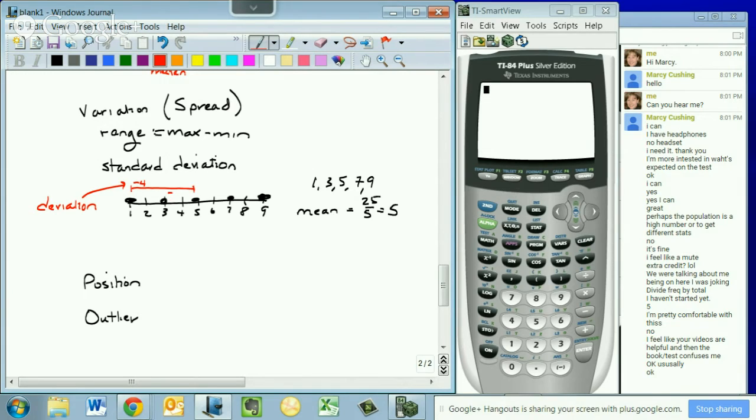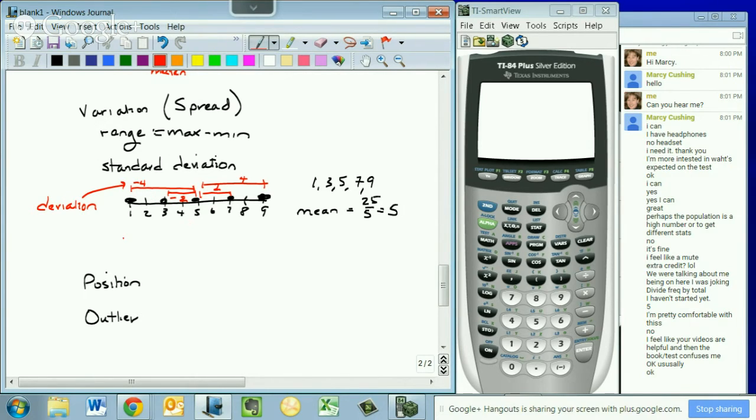If you look at 3, 3 is 2 units below the mean of 5, so we'd say that the deviation is negative 2. If you look at the value 5, that is the mean, so the deviation is 0. 7 is 2 units above the mean, so the deviation is 2. And then 9 is 4 units above the mean, so the deviation would be 4. So the basic idea is we get an idea of how these values are spread out. Some of the ones that are farther away have a larger deviation. And then what we're going to do is square all these deviations and sum them up.